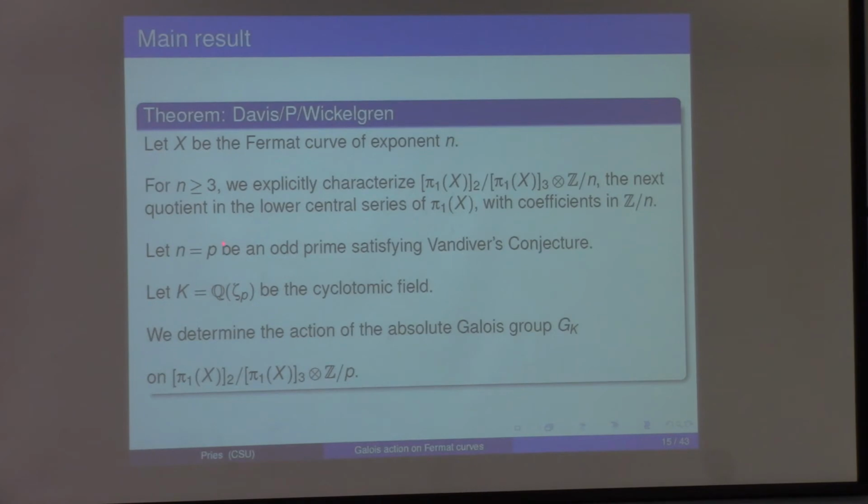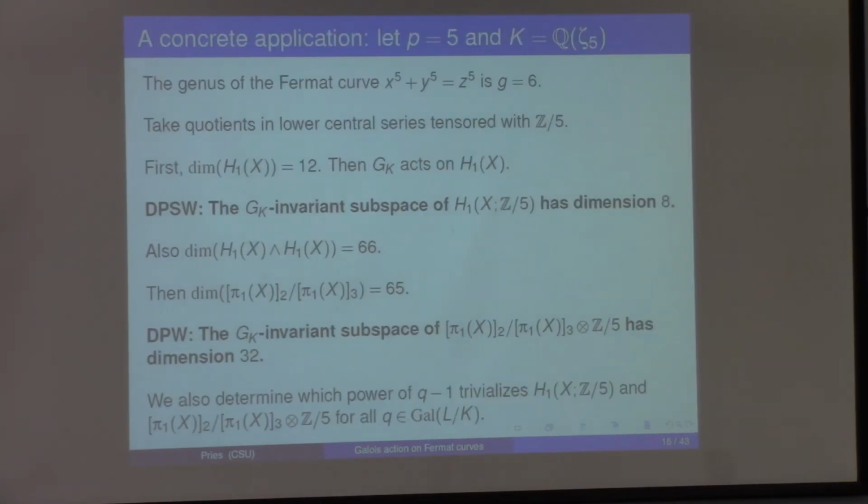So our most recent result is, if you look at the Fermat curve of exponent n, what we do is to characterize this second quotient in the lower central series with coefficients in Z mod n as a GK module, where GK is the absolute Galois group. So for any odd prime satisfying Vandiver's conjecture, we can actually determine how elements of the absolute Galois group act on this second quotient in the lower central series.